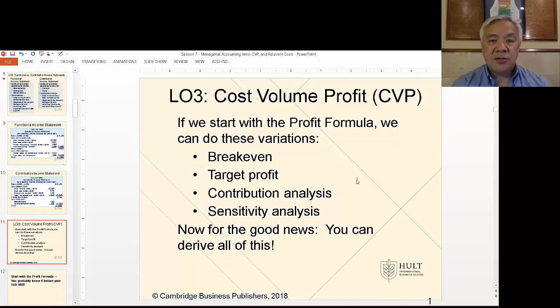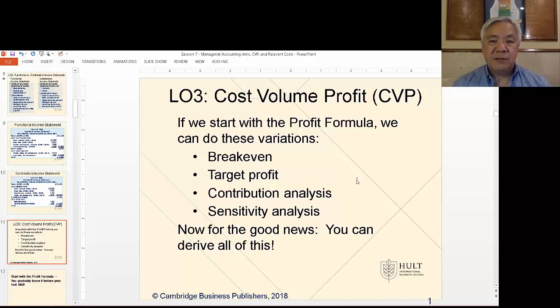Third is contribution analysis. How much do you make per unit and how does that differ among different products? And fourth is sensitivity. If I vary certain assumptions, which are the assumptions that really drive the profitability? So that's identifying and seeing the range of possible outcomes under different scenarios, under scenario analysis.